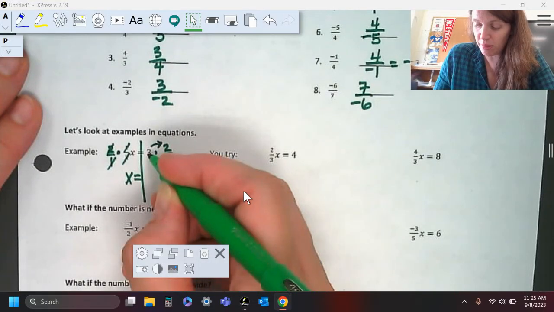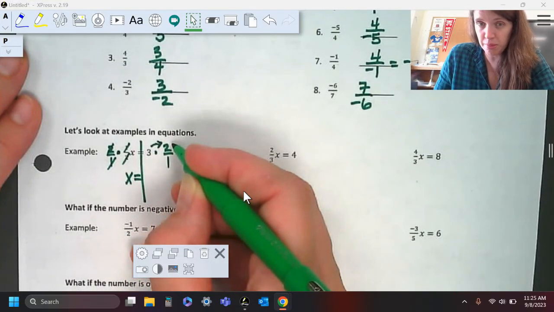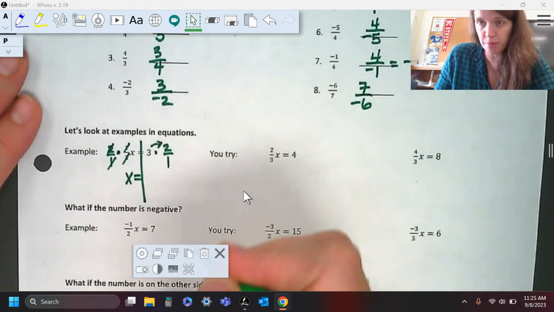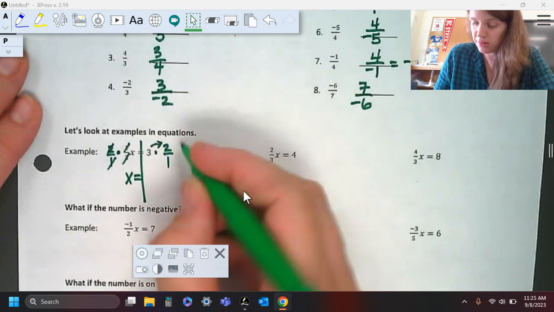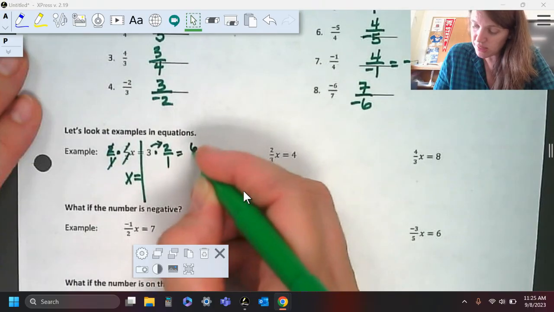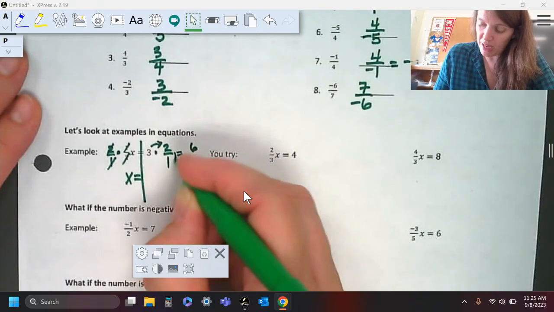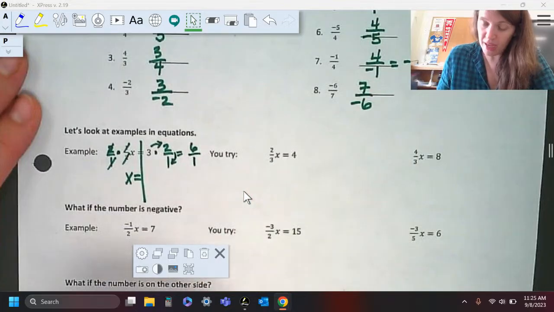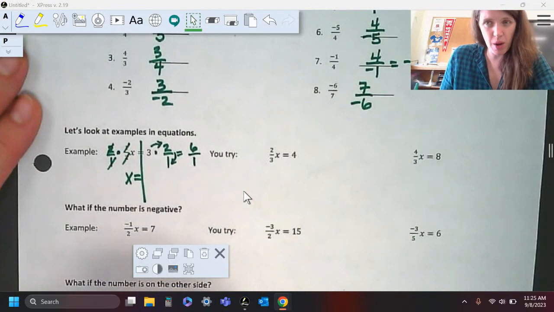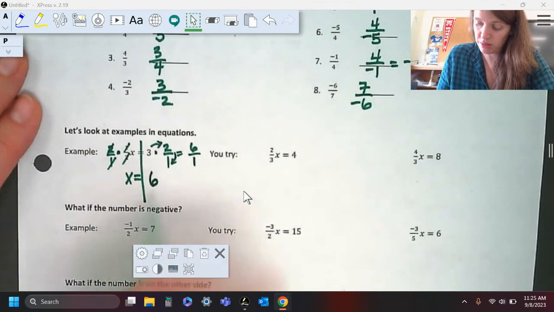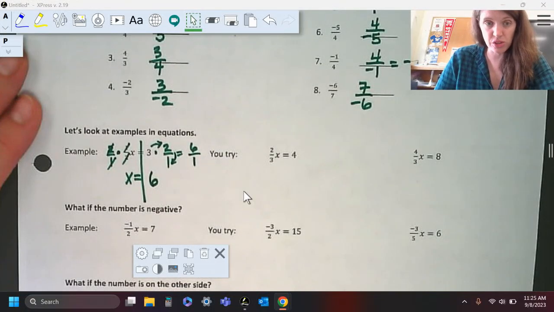We're going to take the big number and multiply it by the 2 on the top. Well, what is 3 times 2? That's 6. So I have 6 divided by the bottom number, divided by 1. Well, what is 6 divided by 1? 6 divided by 1 is still 6. So my answer is 6.